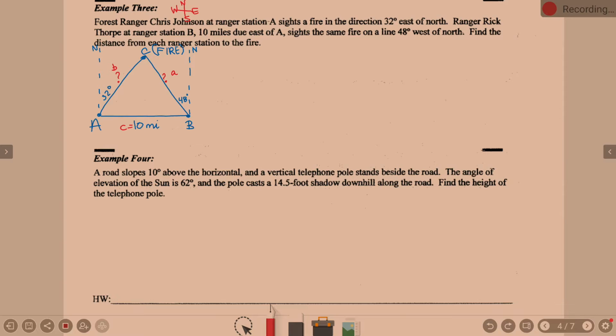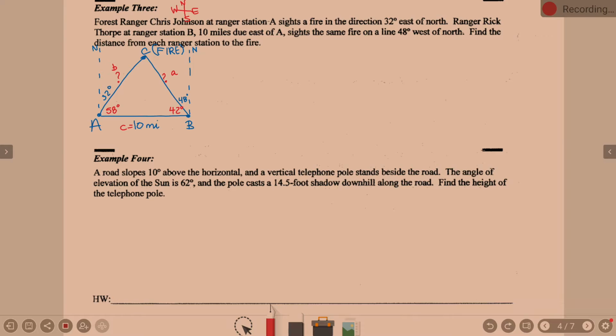Well, thoughts on all these angles here? Yep. So north and east, north and west are going to make right angles, yes? So 32 and 48, those are outside the triangle, so they only help me find the inside. 90 minus 32 is going to be 58. 90 minus 48 is going to be 42. Does that make sense?